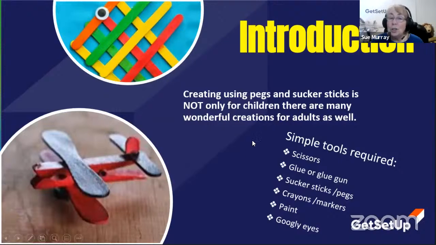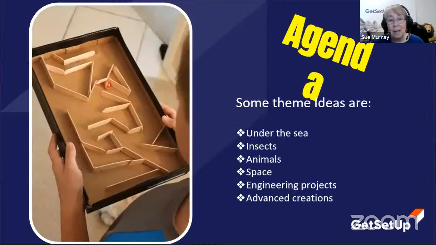Today we're not only going to use pegs and sucker sticks for children, there are also a lot of lovely ideas for adults as well. So we'll start with the young children and then build up to us. The only things you really need are scissors, your glue or glue guns, sucker sticks, popsicle sticks, pegs, crayons or markers, and Google Eyes are always very useful as well.